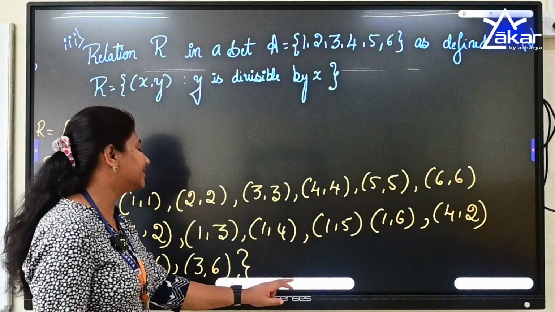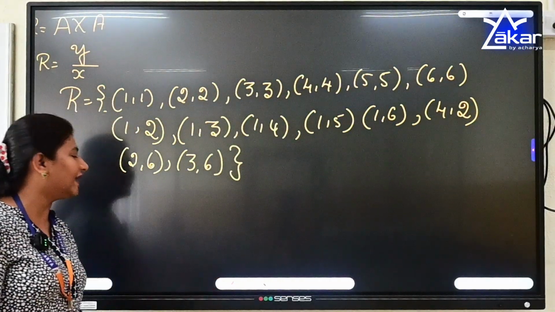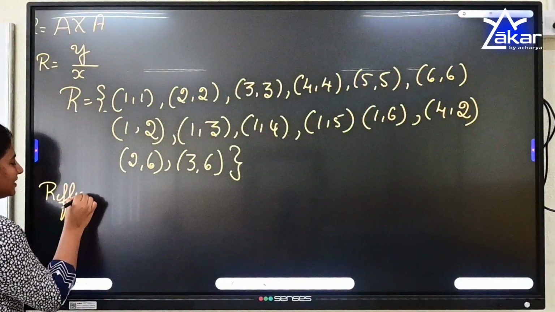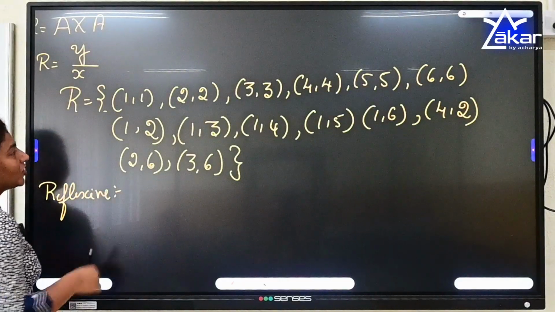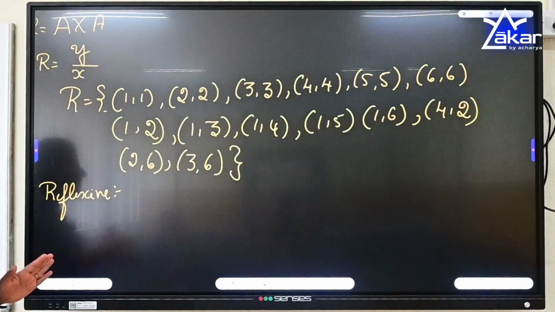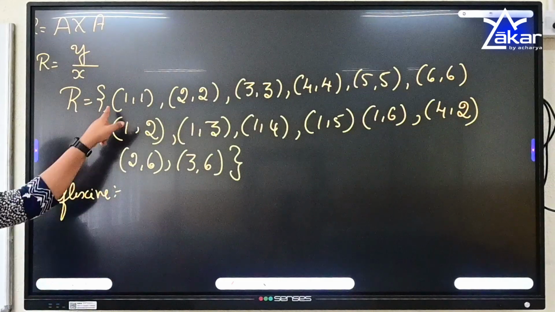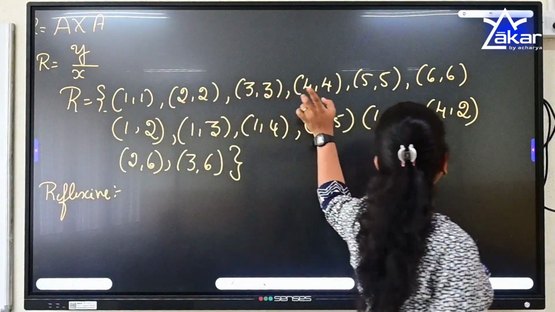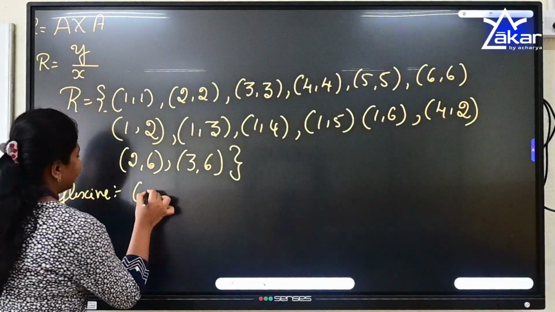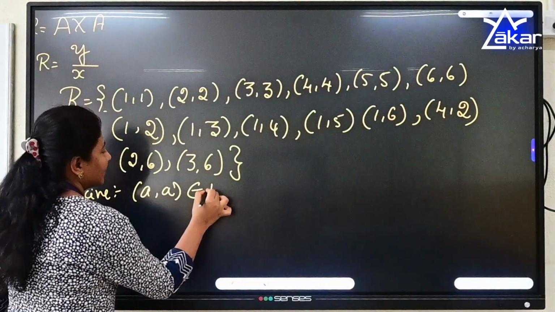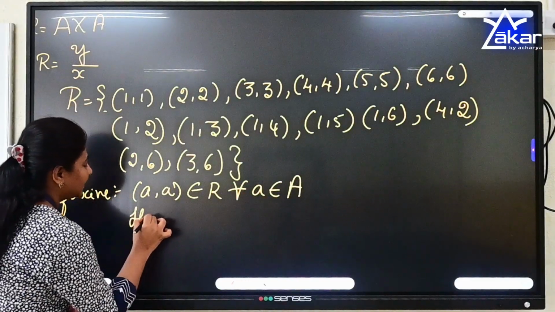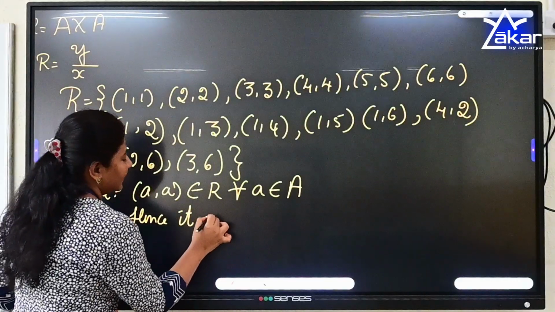So according to this, you need to check whether it is reflexive, transitive or symmetric. So what does the reflexive condition say? (a, a) should be present for every a. So how many elements are there in A? 6 elements. Has it its own reflexive? Yes: (1, 1), (2, 2), (3, 3), (4, 4), (5, 5), (6, 6). So each and every element is there. So (a, a) belongs to R for every a belonging to A. Hence it is reflexive.